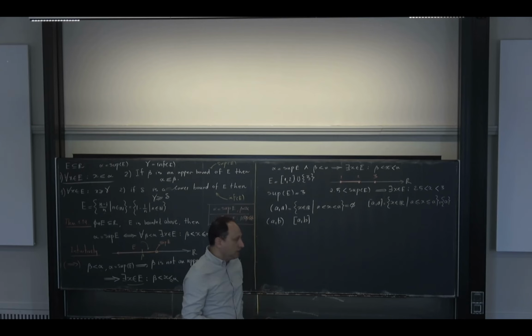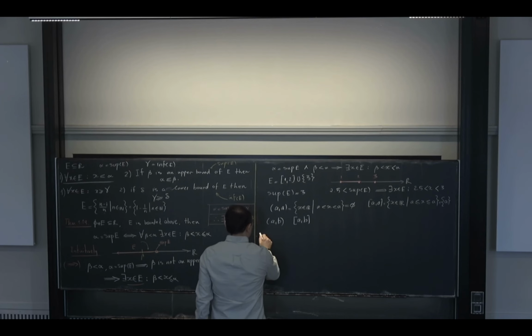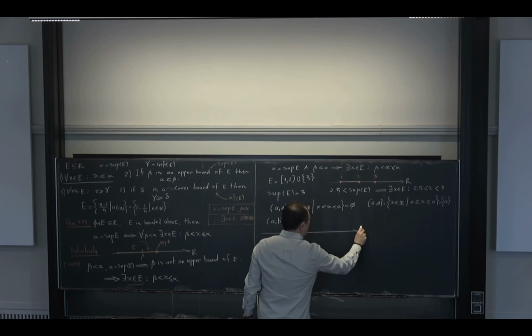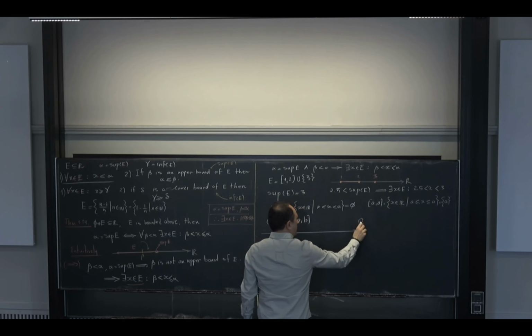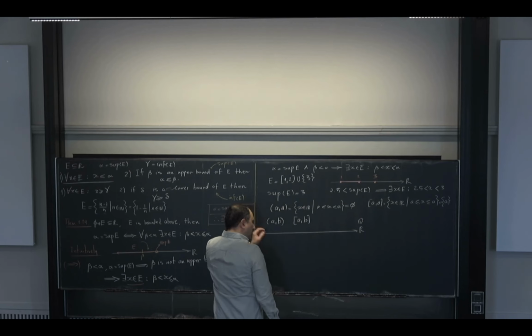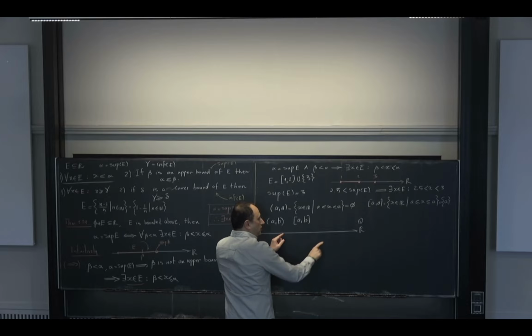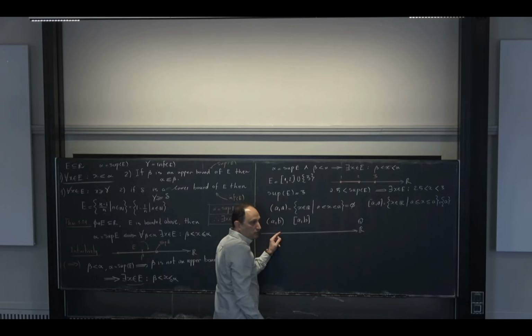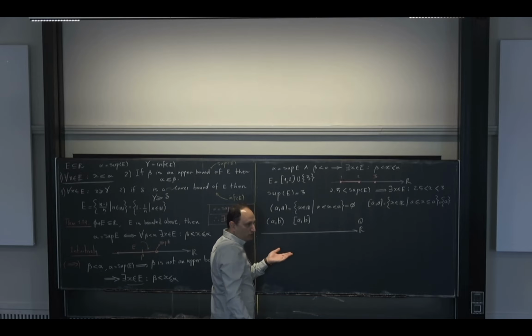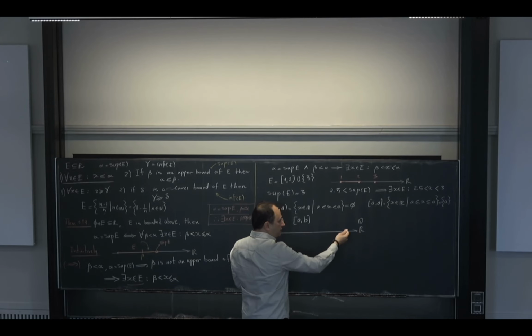If I draw the real line, and I want to stick to the rational numbers only, there are some points that are in R but not in Q. What is the most famous one? Pi, or the square root of 2. These are numbers that are not rational. So I have to take them out if I want to stick to Q.